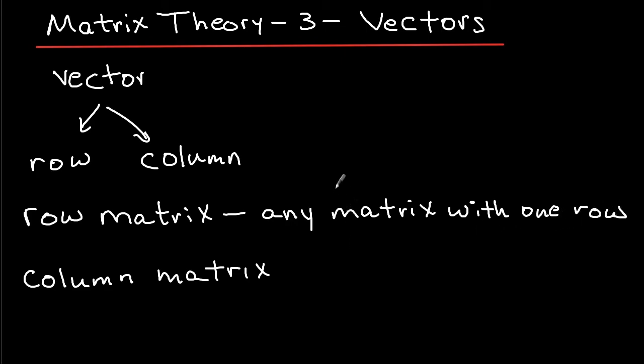So an example of a row matrix might be a matrix with one row. Let's say 1, 2, 3, 4. So this is a matrix with one row, but notice that it has 4 columns. Its row is going to be 1, 2, 3, 4, and its 4 columns are going to be 1, 2, 3, 4. So this is a matrix with only one row. We're going to call this a row matrix or a row vector.